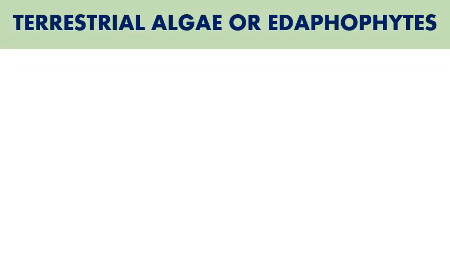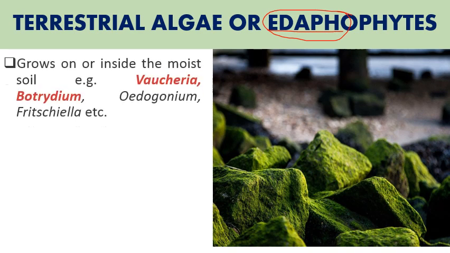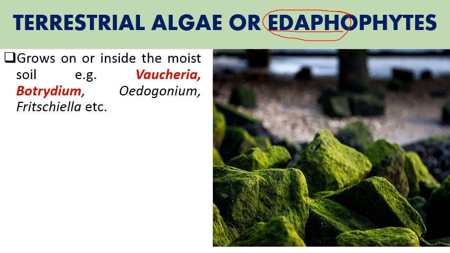Next we have terrestrial algae or edaphophytes. Edaphophytes means algae which grow on the soil surface or under the soil surface. So they grow on or inside the moist soil. जो ज़मीन के ऊपर या फिर ज़मीन के नीचे ग्रो करता है, इसमें एग्जांपल आता है Vaucheria and Botrydium. So these are the two most common algal members which are found on the surface of soil. It also includes Oedogonium and Fritschiella.